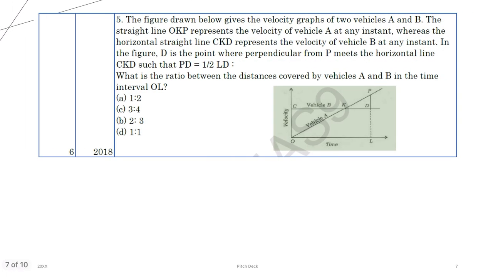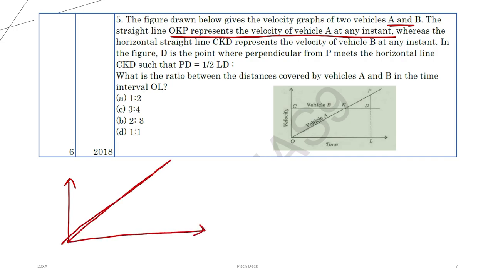Now moving on, question number 6. This question is: the figure gives you the velocity graph of A ratio B. The straight line OKP represents the velocity of vehicle A. So I will just form OKP here. OKP looks like this: velocity and time. We are going to learn more about this in the speed, distance, time questions. But for now, just understand this is the graph OKP, right?